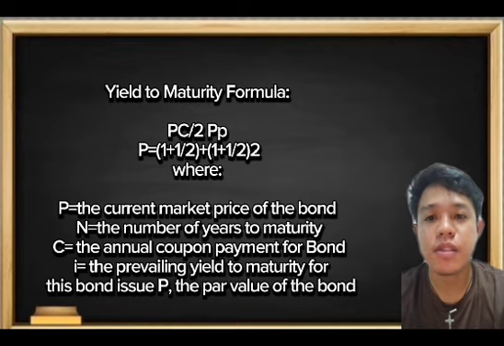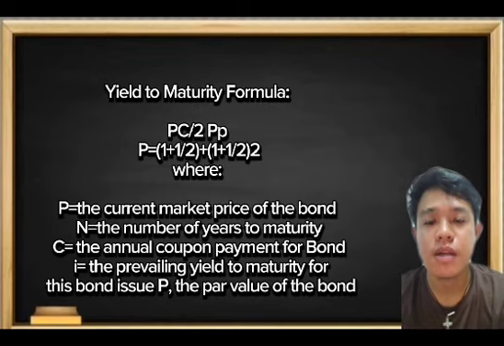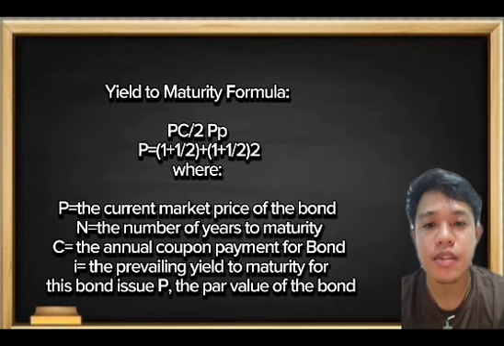Yield to maturity formula. PM is equal to the current market price of the bond. N is the number of years to maturity. C is the annual coupon payment for bond i. And i is the prevailing yield to maturity for this bond issue. PF is equal to the fair value of the bond.